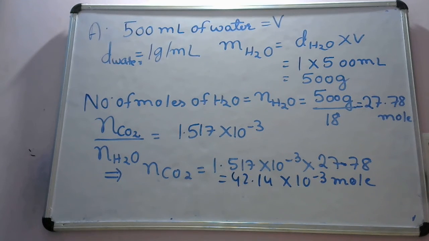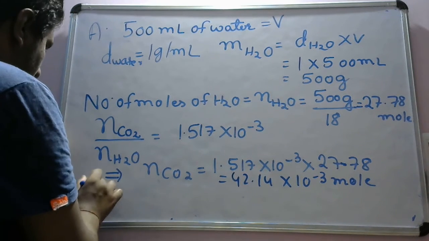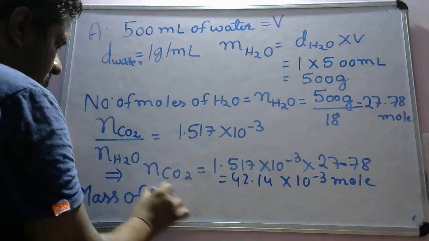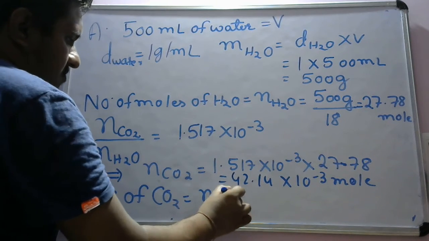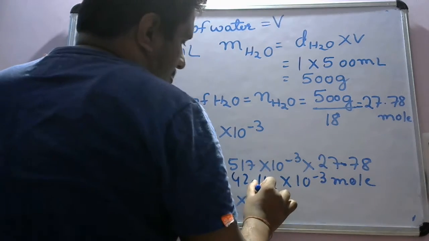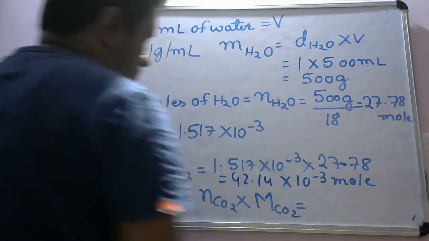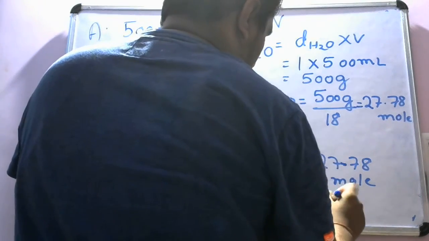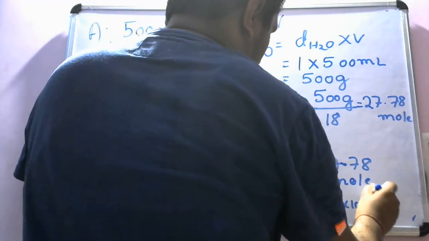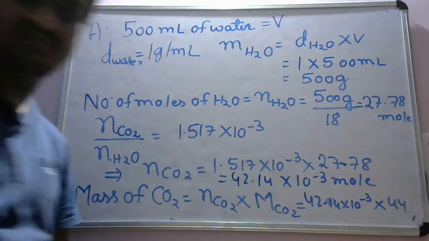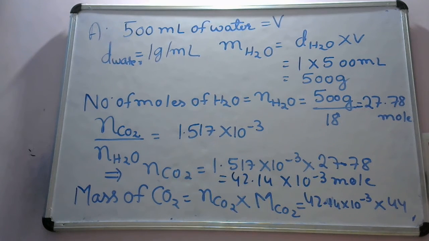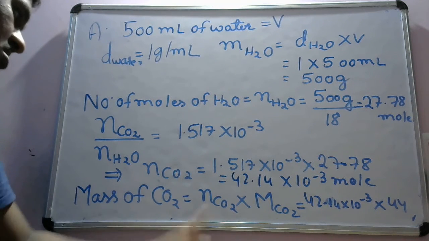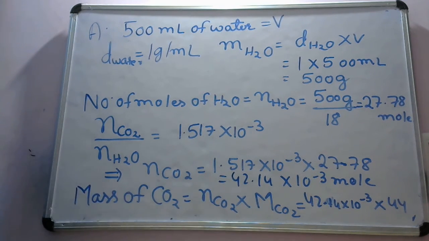Now we have to find the mass of CO2. Mass of CO2 will be number of moles of CO2 into molar mass of CO2. Number of moles is this much, into molar mass, which is 44 grams. If you calculate the molecular mass of CO2, it will be 44 grams. So number of moles into molar mass is your mass. When you calculate, you will get the value to be 1.854 grams.